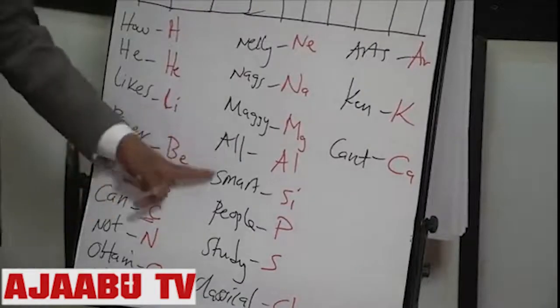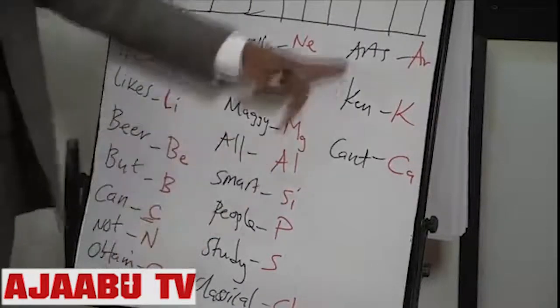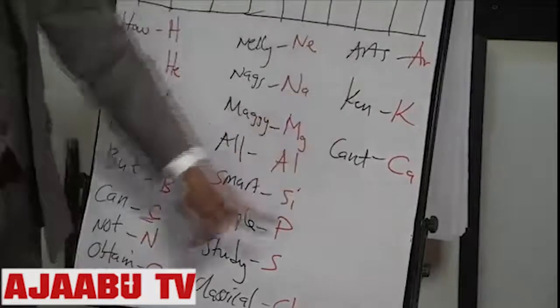Nelly nags Maggie. All smart people study classical arts. Ken can't. First 20 elements.